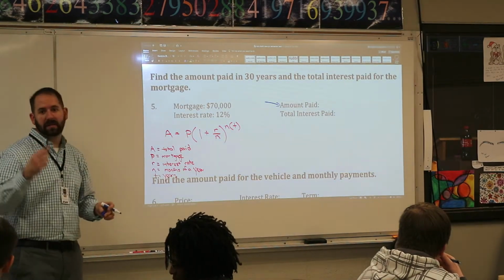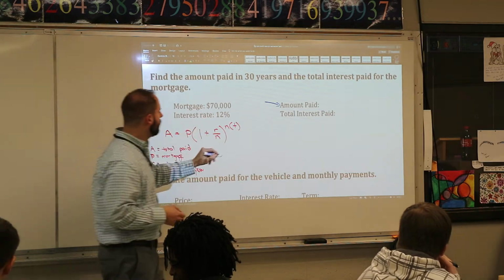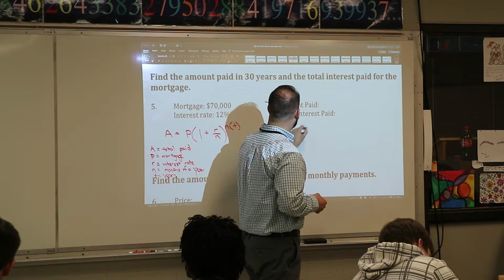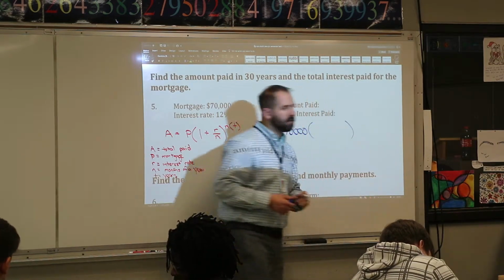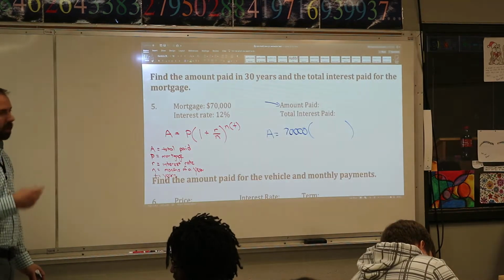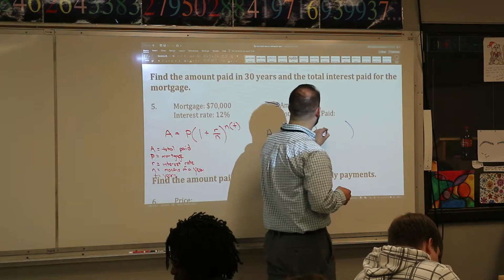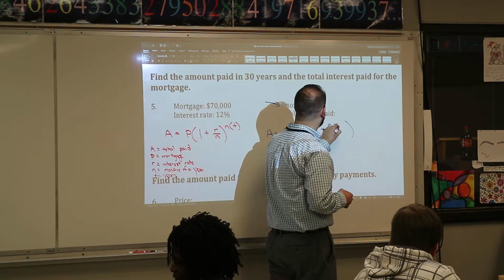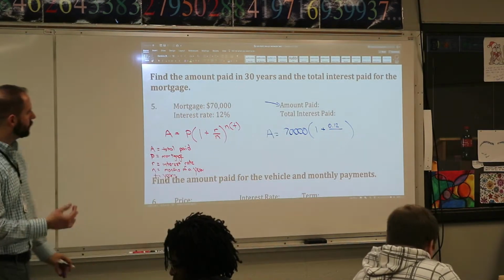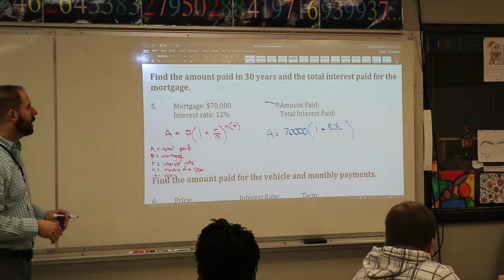The interest paid is the second part. What is the mortgage we agreed to on my house? 70 grand, right? So we're going to plug the 70 grand right here. Does everyone understand that's my P? That's my principal, the mortgage that I agreed to. The interest rate is 12%. If that's a percent, we have to make it a decimal, because anytime it's a percent, you have to make it a decimal before I can use it. So I'm using 0.12. That's really high interest, by the way.